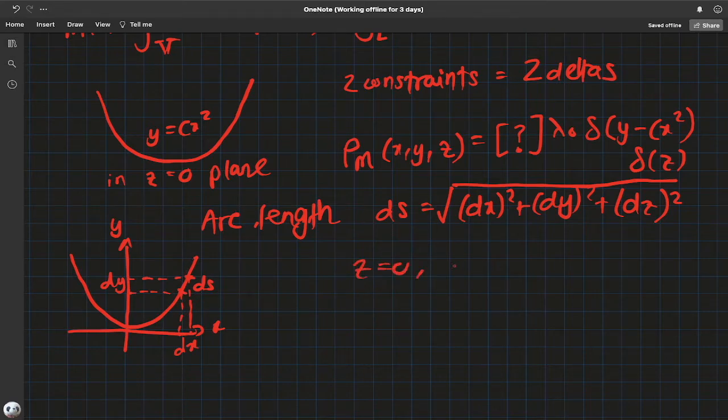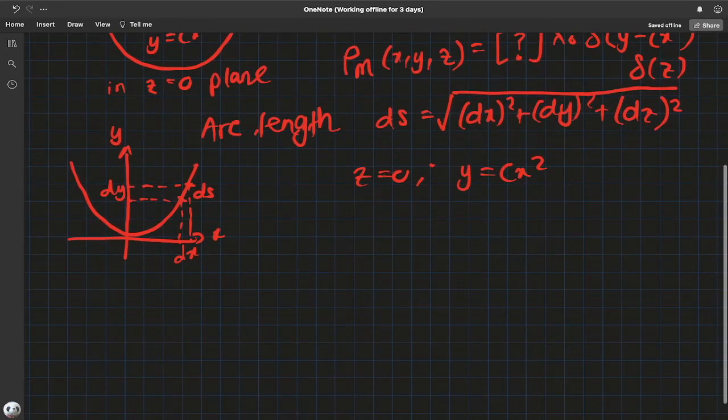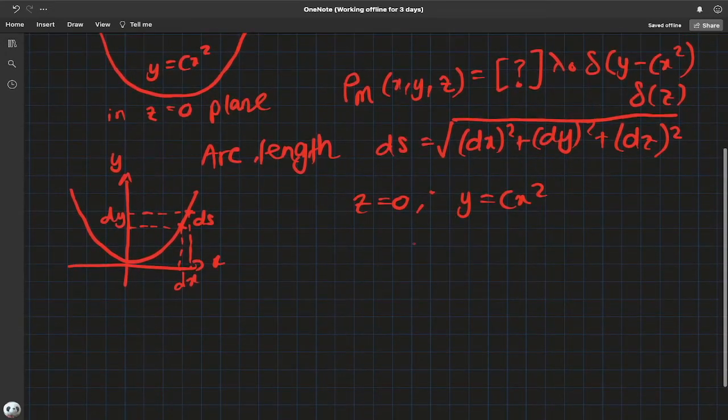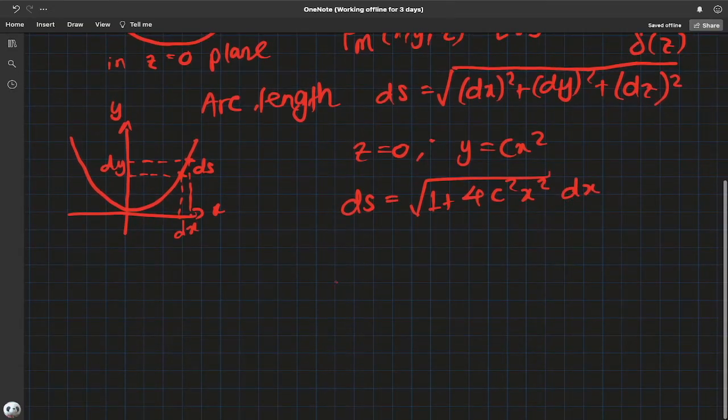So we have z is equal to 0, y is equal to cx squared. These are our two constraint equations, so make use of them. These are extremely important, not just for formulating the deltas, but also for taking this distance norm. So ds is the square root of 1 plus, differentiate this, you have 2cx, the whole thing squared is 4c squared x squared, times a dx factor, because dy is just 2cx dx.